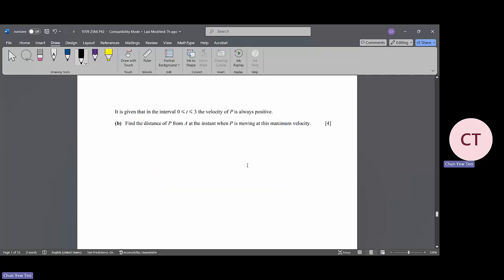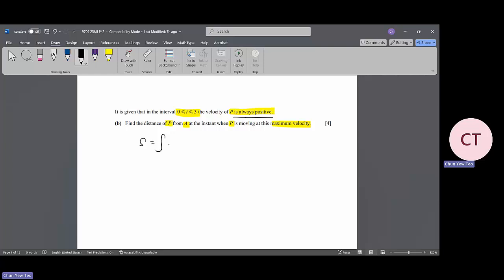Move on, we have 6B. It is given that in the interval of 0 to 3, the velocity of P is always positive. Find the distance of P from A at the instant where P is moving at its maximum velocity. Okay, so they want to find distance. Since it's always positive, we do not need to worry whether your area will be negative or not. So we just directly integrate for s.